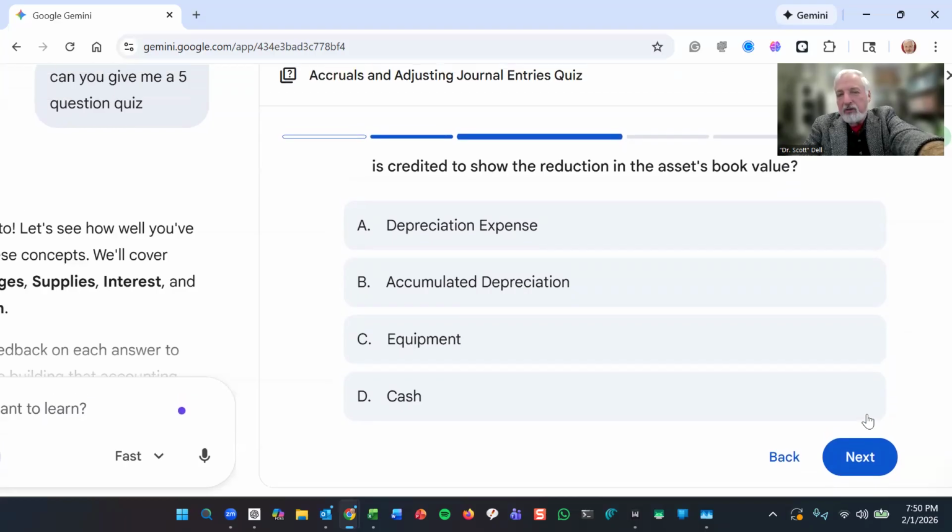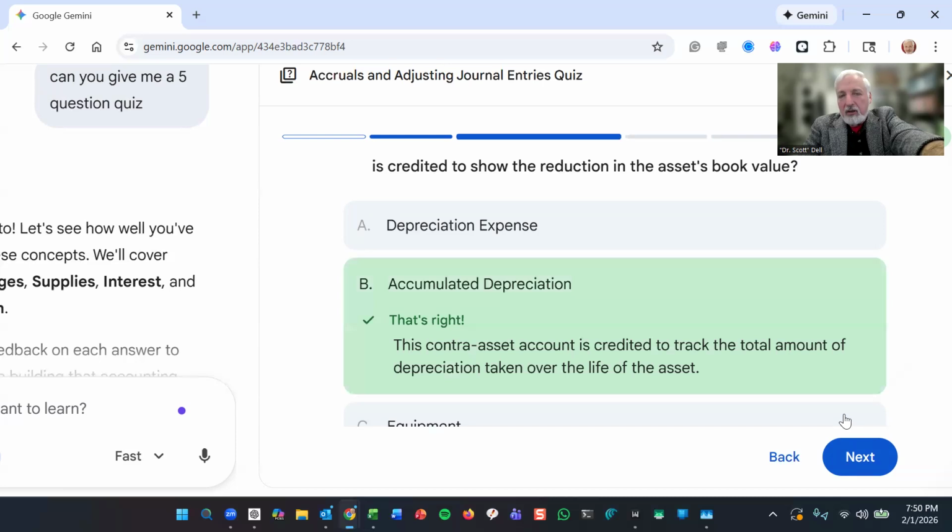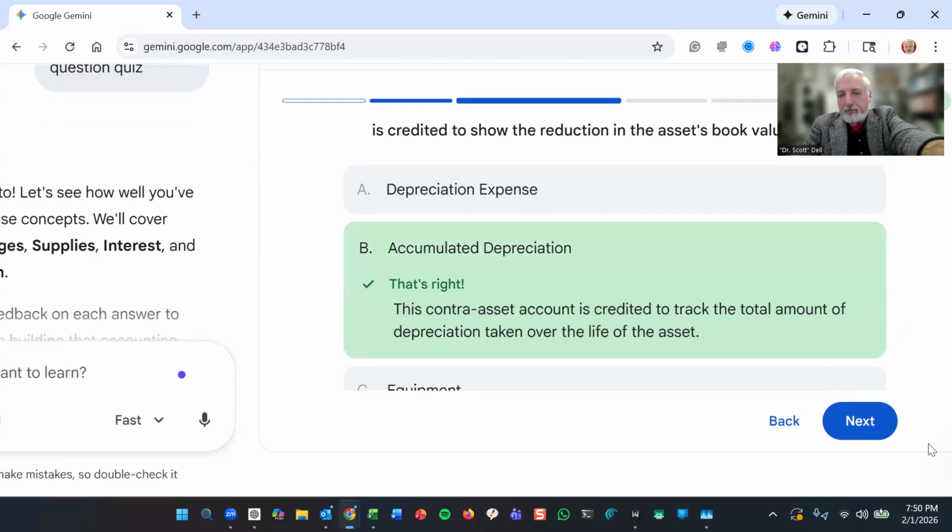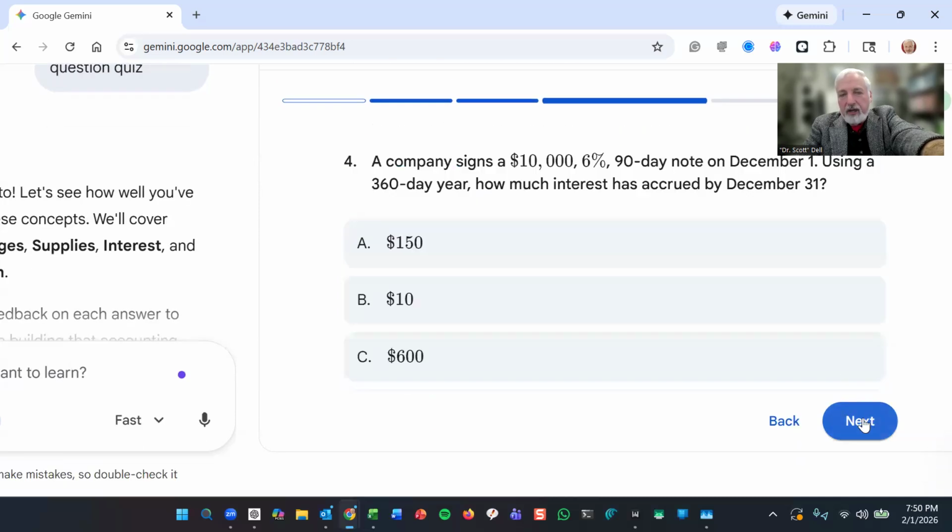Which one's on the balance sheet? Oh, yeah, expense is going to be on the income statement. So accumulated depreciation, that contra asset account. There we go. That's right. Good to go. And then let's go ahead and take a look.